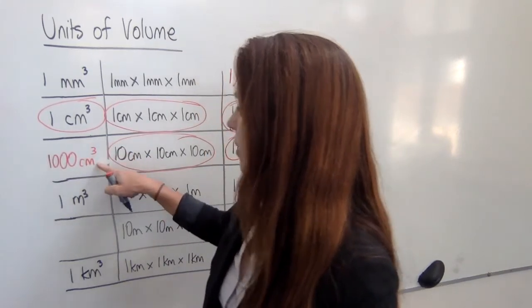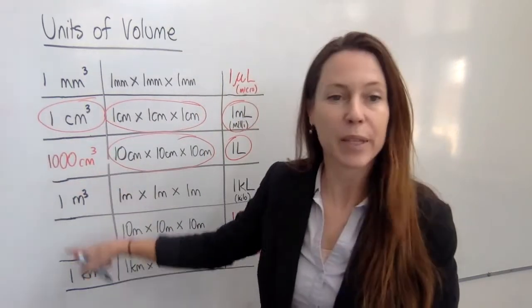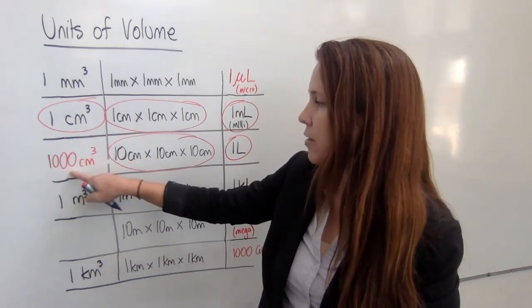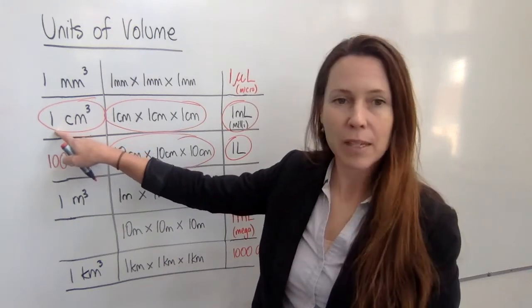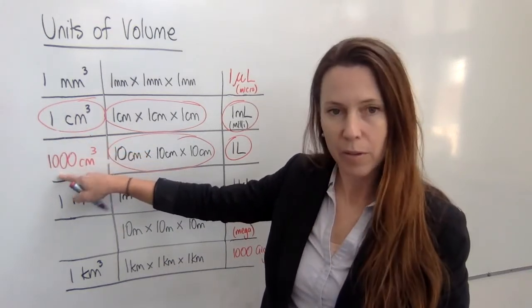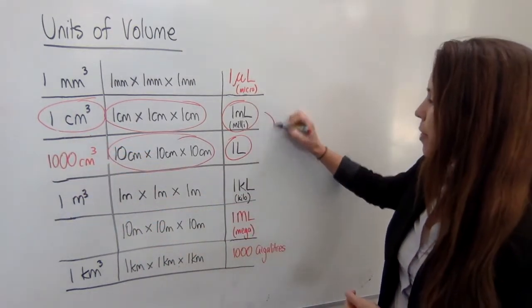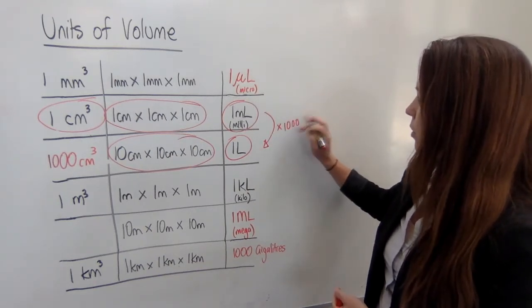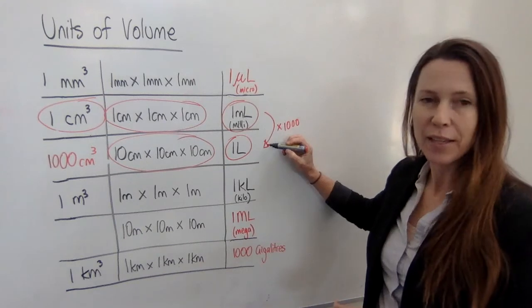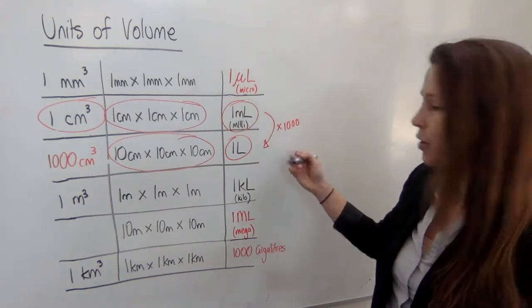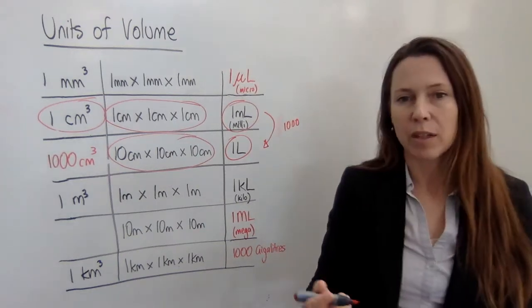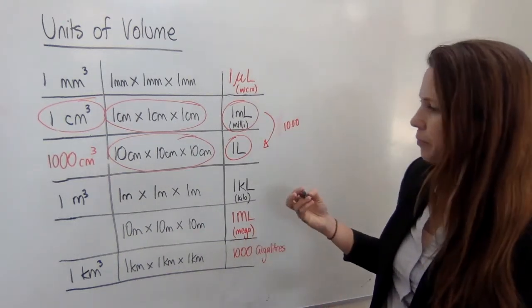I'm going to write it in red because it's a little bit different from the other things in this column. It's not a 1 in front of it here. But this shows us that you can fit 1,000 of these little ones into one of those. Okay, so there's also 1,000. Now, it's 1,000 times bigger, but if we want to convert, we need to divide by 1,000. I'm just going to put a 1,000 in there because we'll explain how to convert those in a moment.